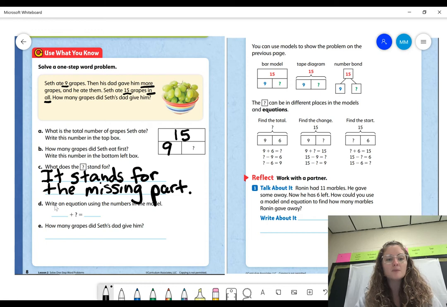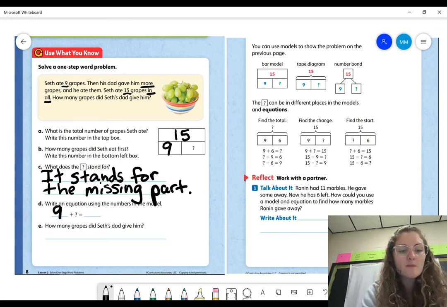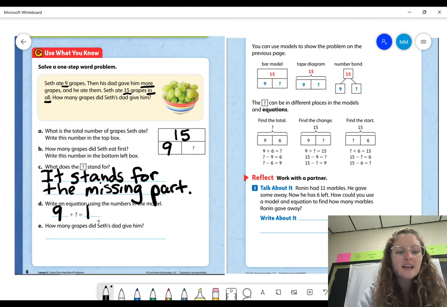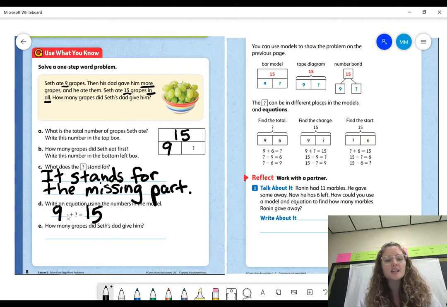So what number is going to go here? We know that this is where our 2 parts go and our whole goes here. So what's going to go in this space? The 9, right? Because 9 was one of our parts. And what was the whole that Seth ate? He ate 15 altogether.